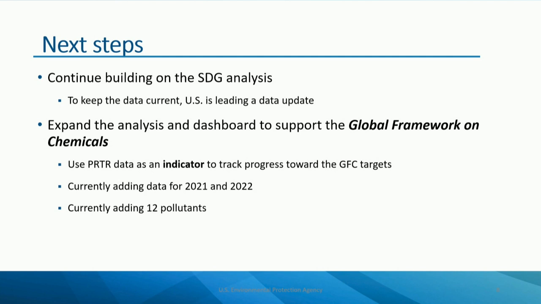And so moving forward, we hope to continue building on the SDG analysis. As I mentioned, we're leading an update on the data visualization dashboard to add more data and add more chemicals. We are, as I said, adding 12 pollutants to the dashboard that comprise 4 metals, 7 organics, and cyanides. We also plan to expand the analysis and the dashboard to support the global framework on chemicals, which is an ongoing conversation. We certainly agree with previous comments about the utility of PRTR data as an indicator to track progress towards certain of the GFC targets, and would fully support PRTR's inclusion in those indicators.